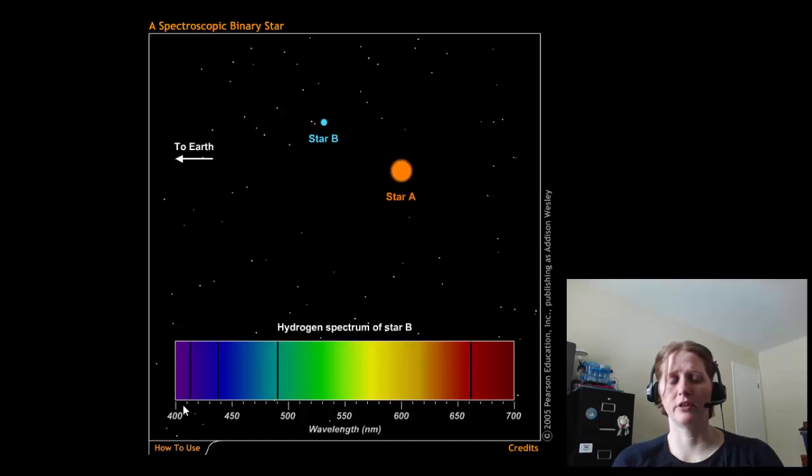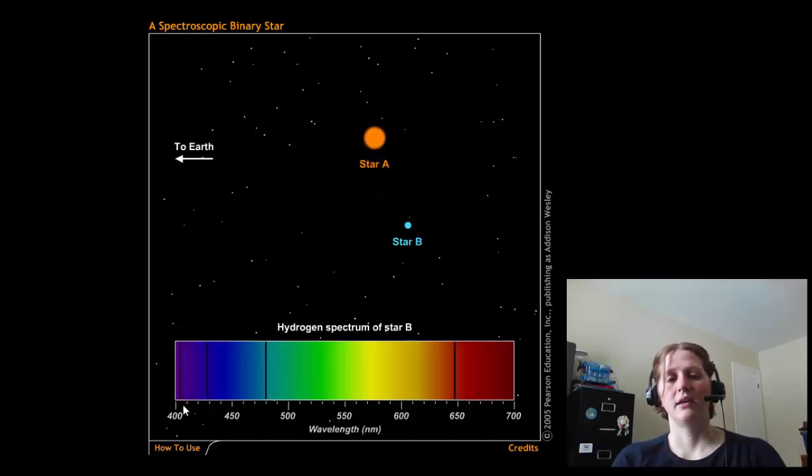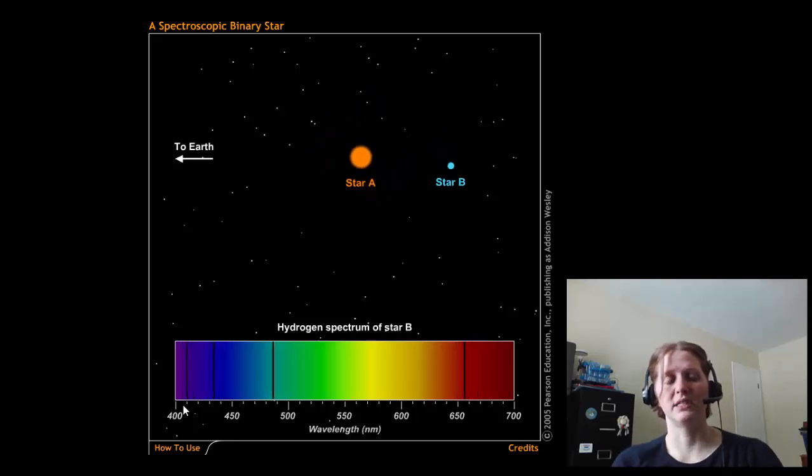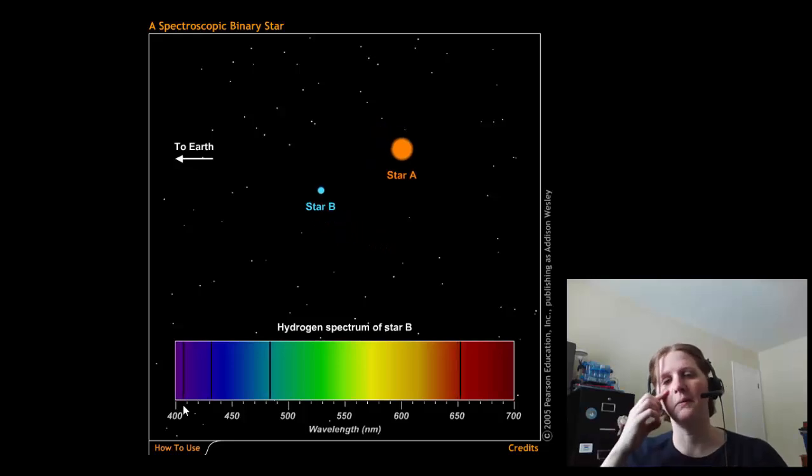And so when we're looking for the Doppler shift, we look at the spectral lines because we know exactly what wavelength those lines were supposed to be at. And so we can tell the exact amount of shift to where we see the line and get the speed.